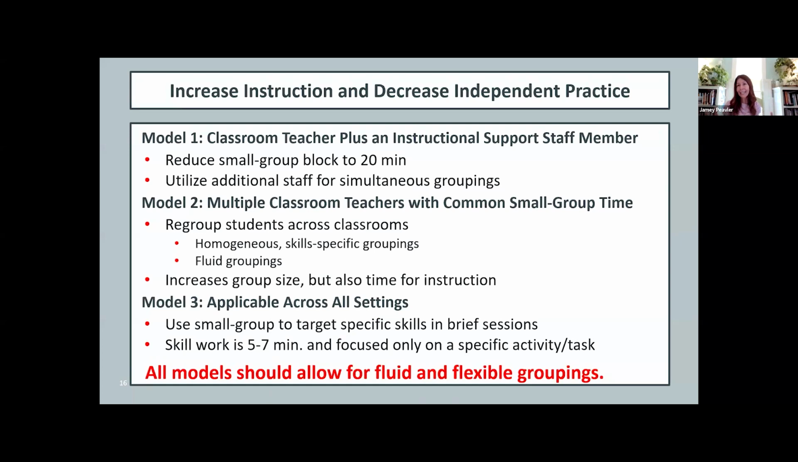Model 3, again, is just a variation that can be implemented in both models 1 and 2, which is being very targeted and brief and succinct and skill specific.